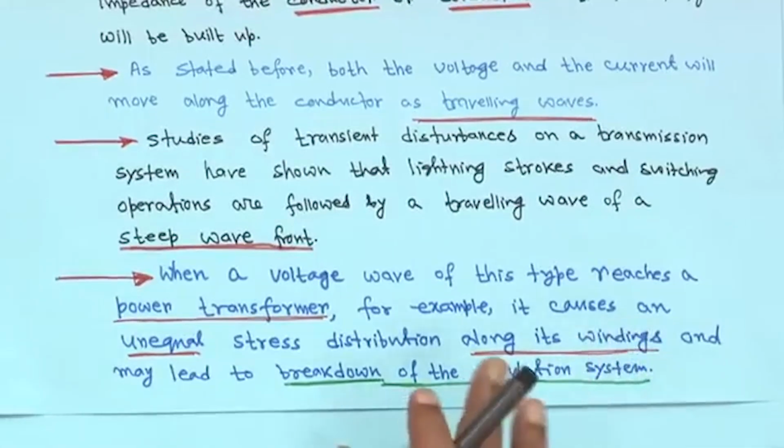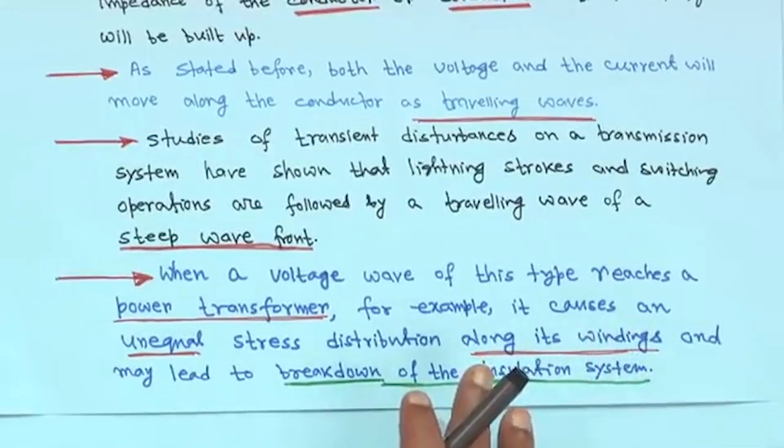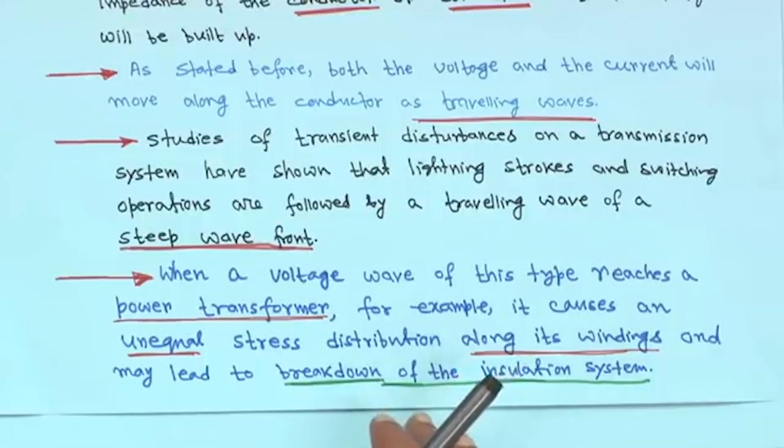Suppose a very simple example: a transmission line where a lightning stroke happens on the top of the tower, the conductor, or the shield wire. Then the lightning wave travels to the nearby substation, if one is there, where step-up or step-down transformers are present.